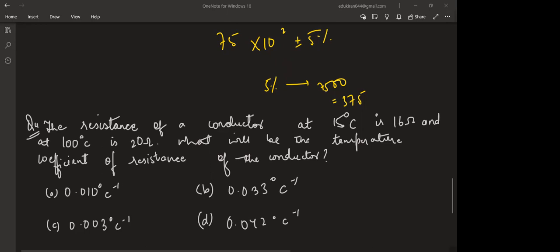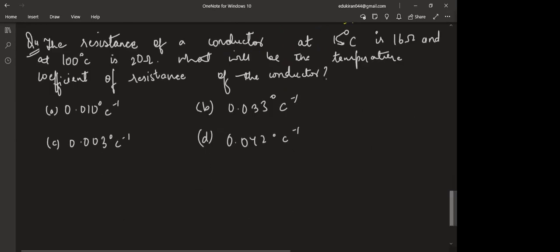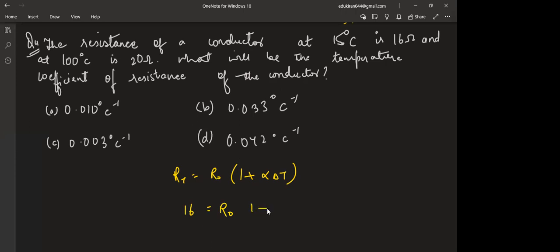See, this is a formula based question only. You will just use the formula that we just discussed: R_T is equal to R naught times (1 plus alpha delta T). For the first one, that is 16 at 15 degrees, this becomes 16 is equal to R naught (1 plus alpha (15 minus T naught)). And the second one is 20 at 100, so this becomes 20 is equal to R naught (1 plus alpha (100 minus T naught)). So we have put everything in this formula.